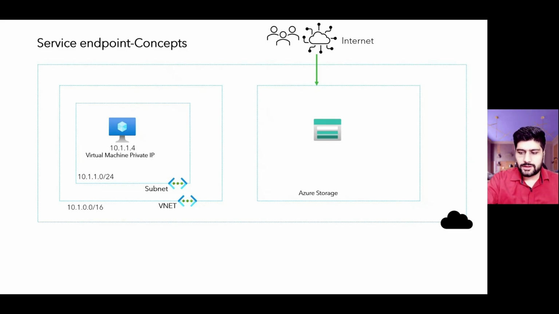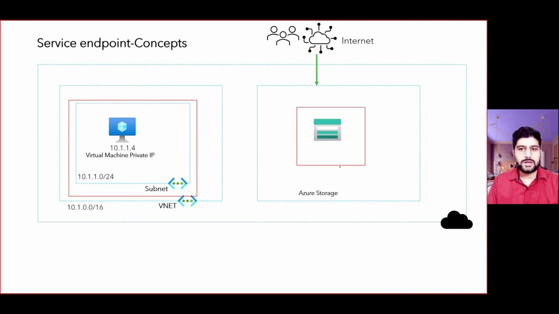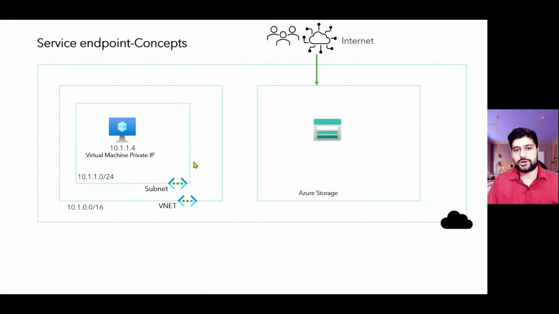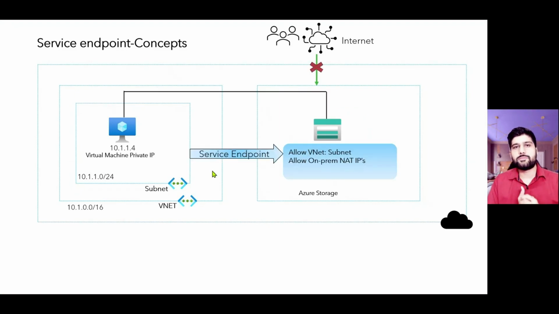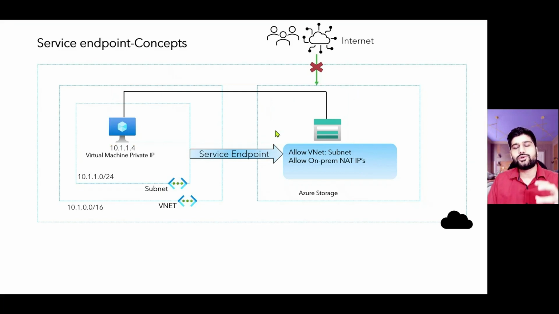But now you're going to think, since this Azure VM and this storage account are both part of Azure, why not have a service which can connect this virtual machine to this storage account over the Microsoft backbone? In order to accomplish this, we have a service in Azure called Service Endpoint. What this Service Endpoint does is it creates a connection from this VM to the storage account, and you're able to connect to the storage account over the Microsoft backbone.